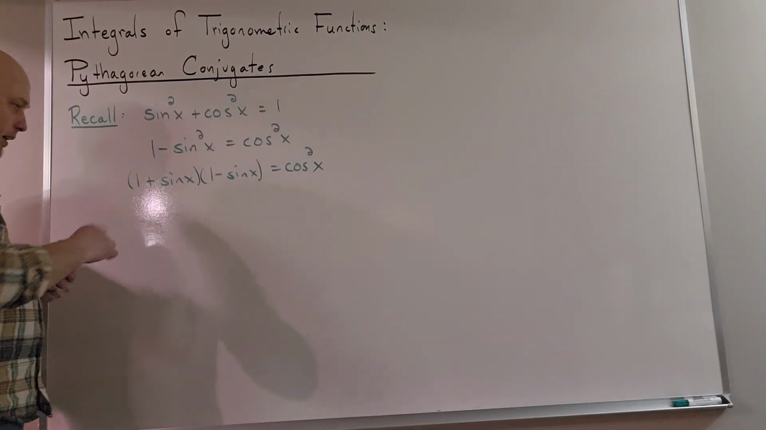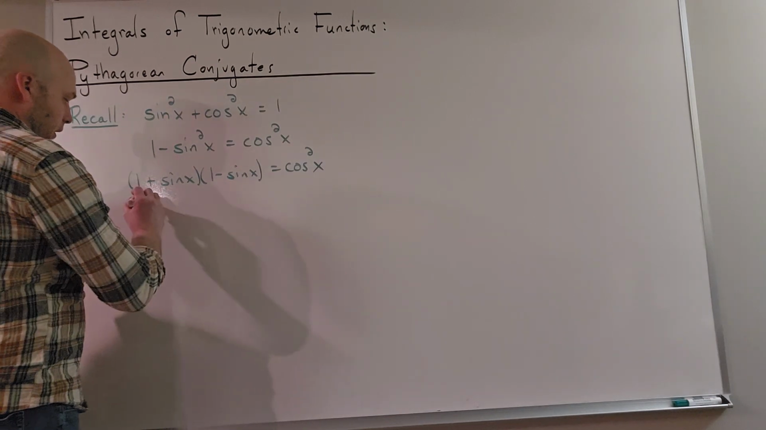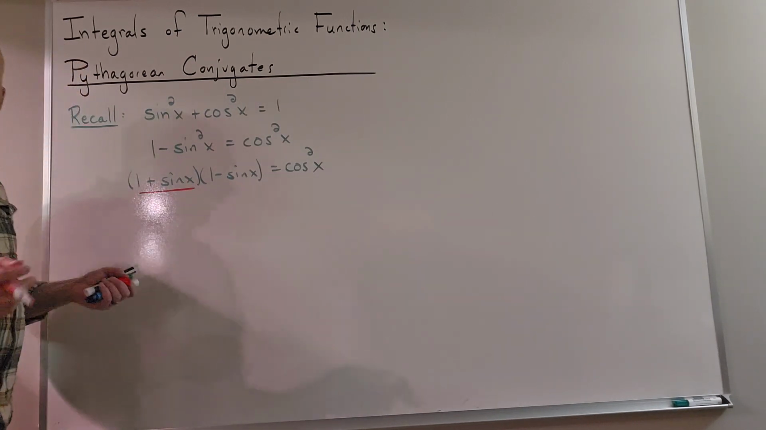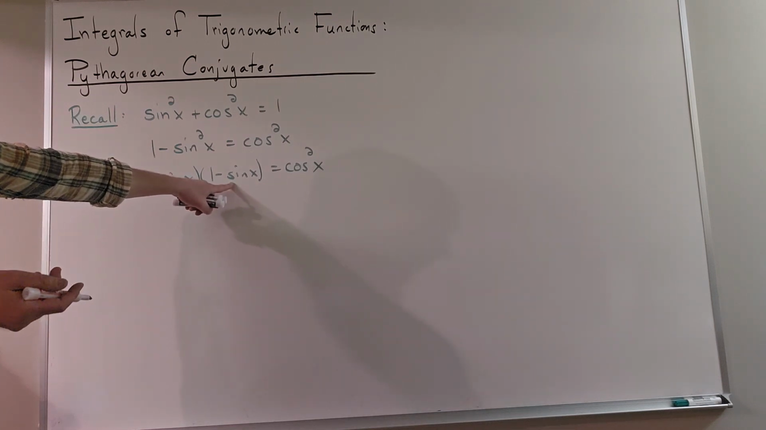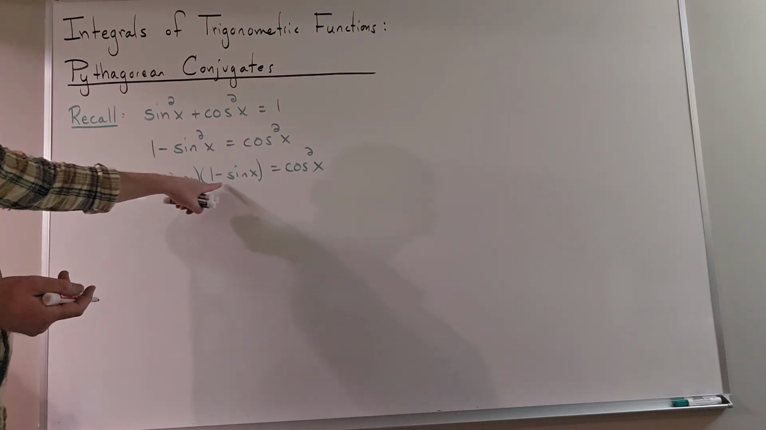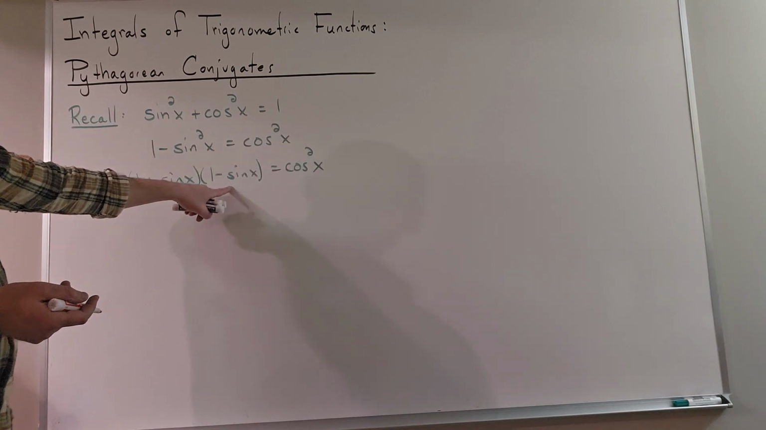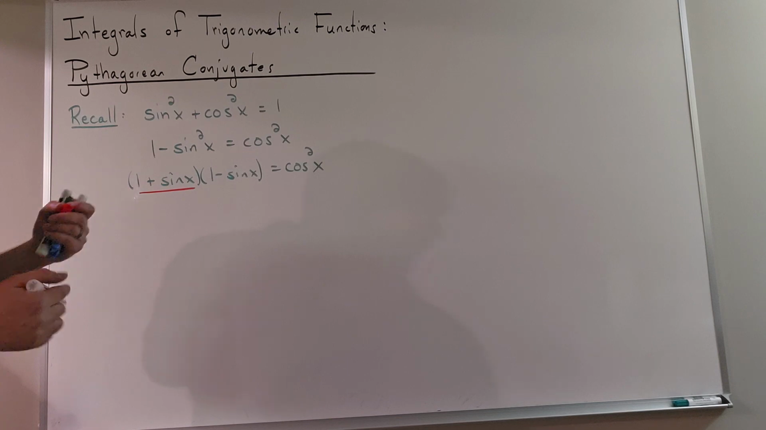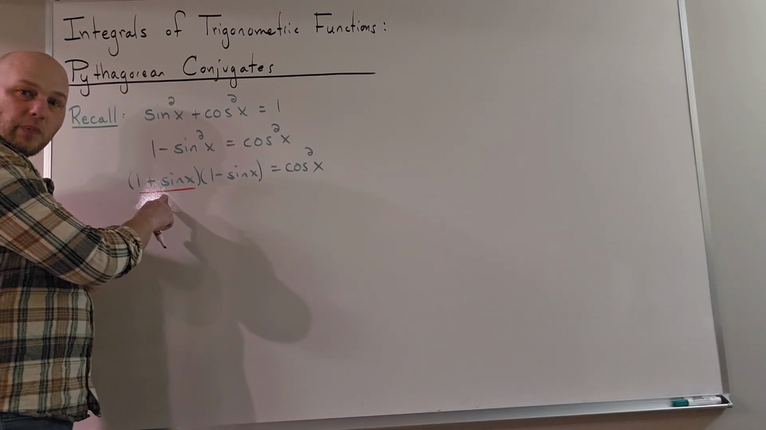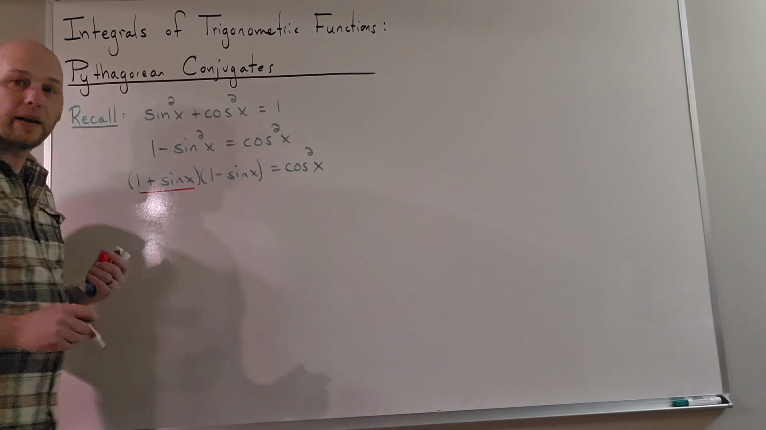Okay, so the idea is that if I have an integral with this, say in a denominator, and I multiply top and bottom by this, in particular when I multiply the bottom by it, that's going to eliminate the sine. So this is called the Pythagorean conjugate of 1 plus sine of x, or conversely, 1 plus sine is the Pythagorean conjugate of 1 minus sine.